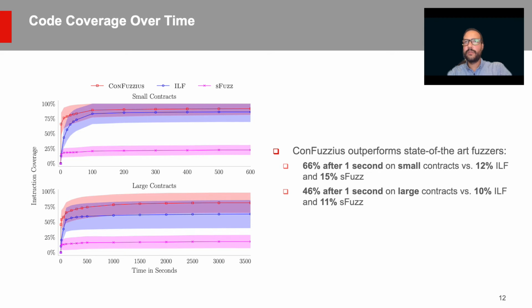Now, if you compare the three fuzzers in terms of code coverage over time, we see that ConFuzzius outperforms ILF and SFuzz. Our fuzzer achieves already after 1 second 66% code coverage on average on the small contracts, while ILF and SFuzz only achieve 12% and 15% respectively. In terms of large contracts, ConFuzzius achieves on average 46% code coverage already after 1 second, while ILF and SFuzz only achieve 10% and 11% respectively.